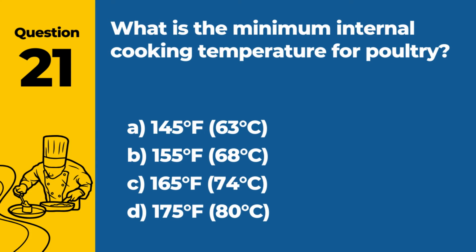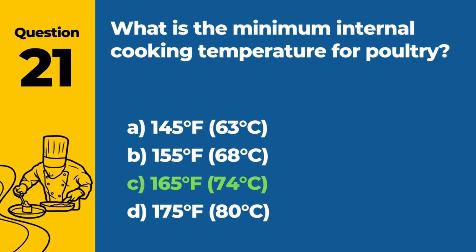Question 21. What is the minimum internal cooking temperature for poultry? A. 145 degrees Fahrenheit, 63 degrees Celsius. B. 155 degrees Fahrenheit, 68 degrees Celsius. C. 165 degrees Fahrenheit, 74 degrees Celsius. D. 175 degrees Fahrenheit, 80 degrees Celsius.